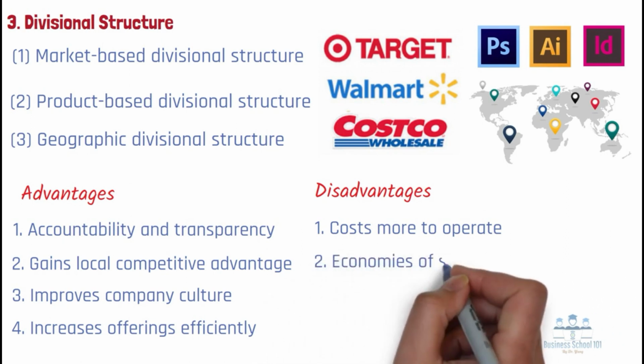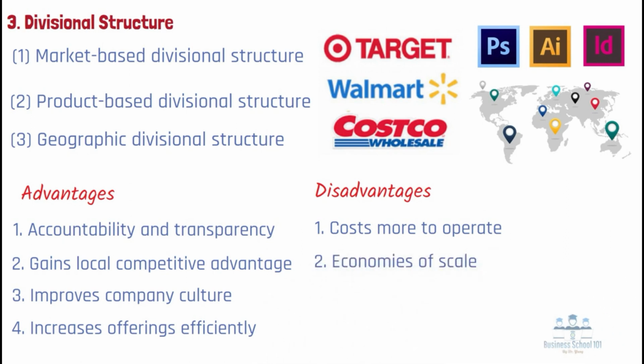2. Economies of scale. Economies of scale are the cost savings when an organization produces goods or services in a large quantity. The divisional structure prevents organizations from getting the most out of economies of scale, as a single division does not produce enough to take great benefits out of the economies of scale.